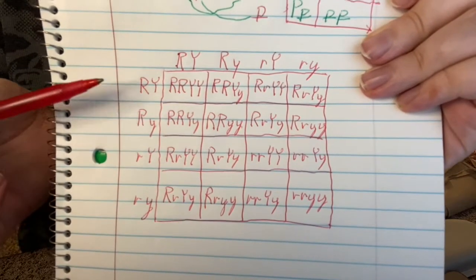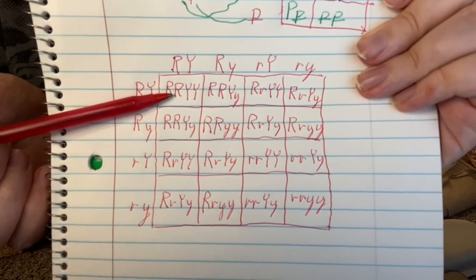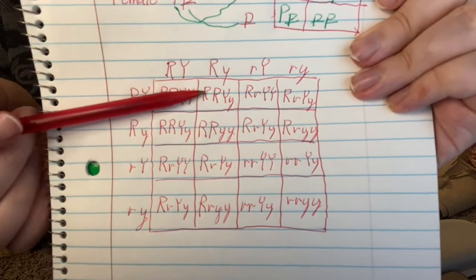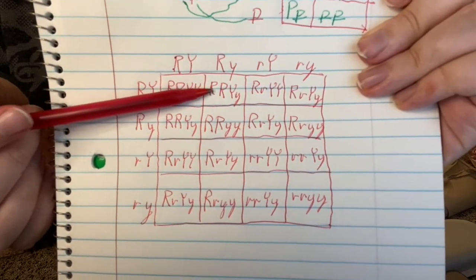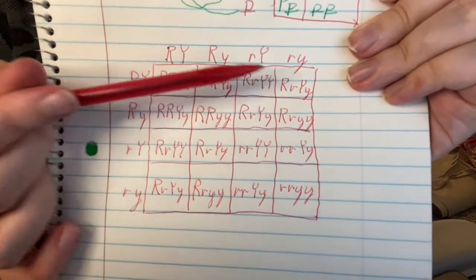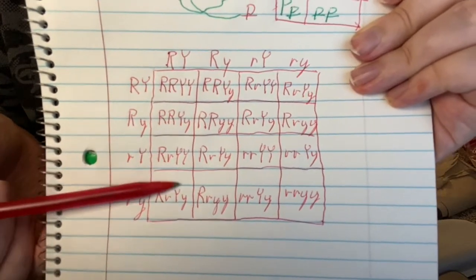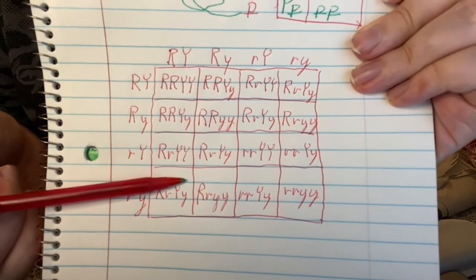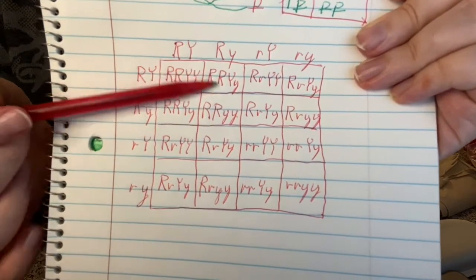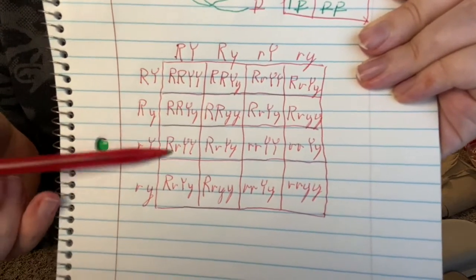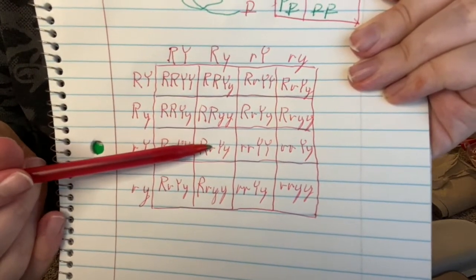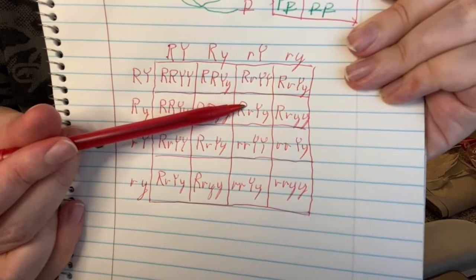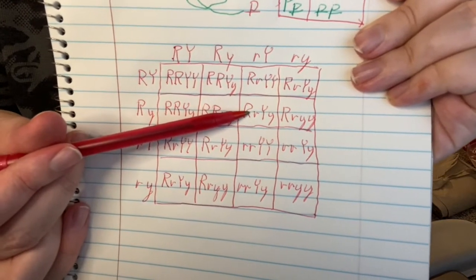But we have yellow, unwrinkled, all the way across on the top and all the way down. Okay, that makes 7. Then we have yellow unwrinkled here and yellow unwrinkled here. And that makes 9.